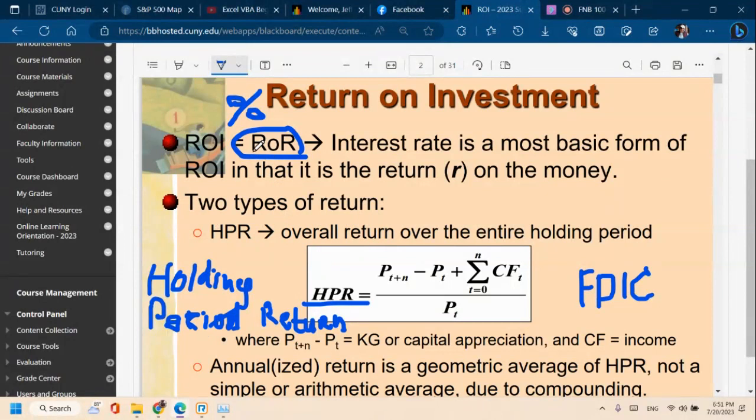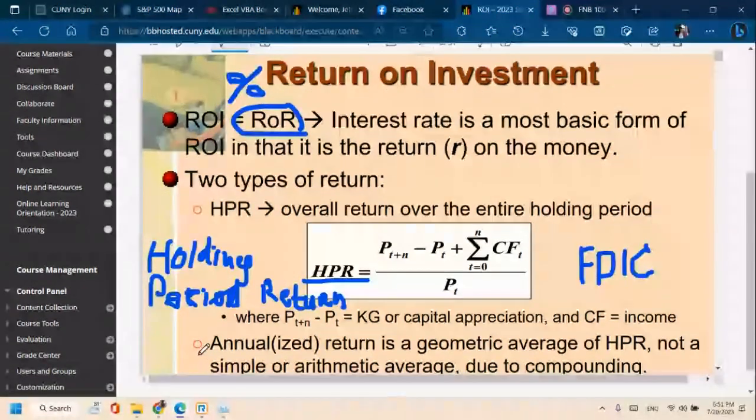Then talking about the types of return, I told you return on investment is a percentage, a rate of return. So one is holding period return, and the other one is annualized return. Holding period, think about it. Holding period means how long you're holding the asset, right?